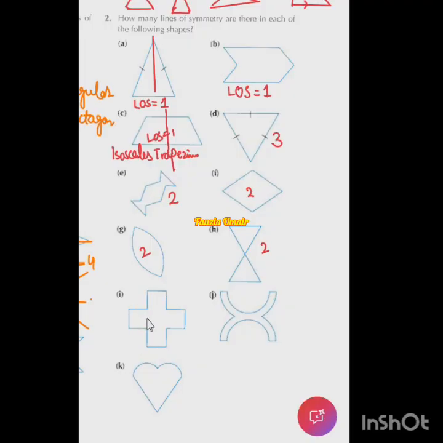Two? Not two, one vertical and one horizontal. No, no. What about this one? Don't you think the diagonals are also making lines of symmetry, right? Basically it resembles a square. Can you see? Yes, it's a square. So the lines of symmetry are 4. What about this one? Ma'am, 2. What about the last one? 1. Very good.